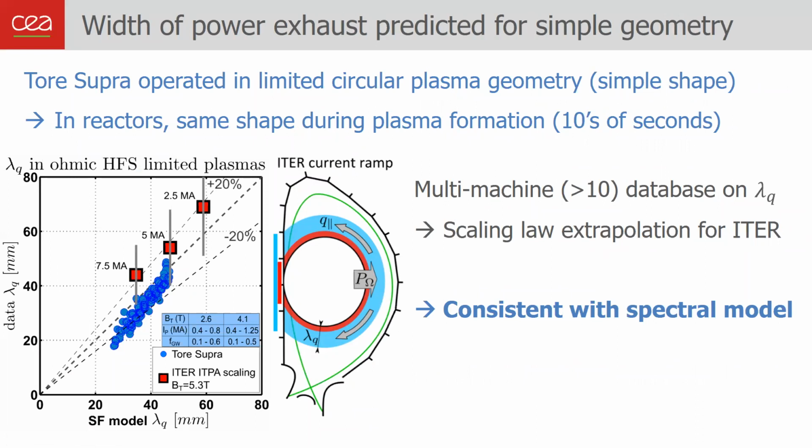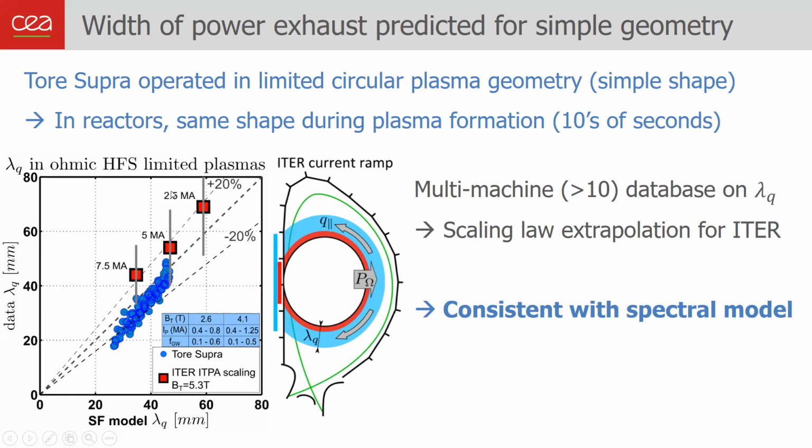Of course, reactors do not operate with this simple circular geometry, but still, when you start a plasma in a reactor, during the current ramp up, the plasma will be in contact with the wall with a circular shape. And this is already a concern, not to burn the wall already in this phase. So there was a lot of work done to predict the width of the plasma at the boundary in this phase of ITER.